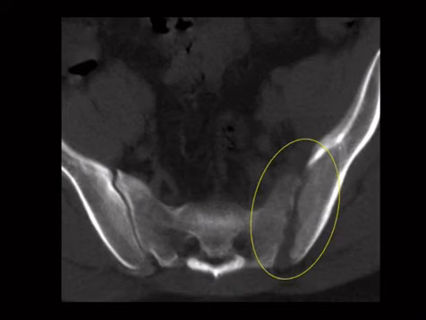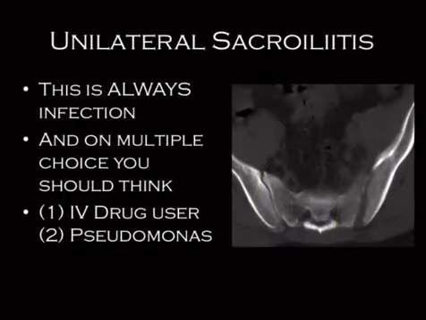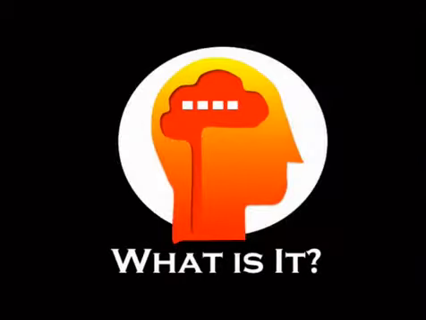Now, the first thing that I said is, is it unilateral? Is it bilateral? That was when it was bilateral. So what if it's unilateral? You should be thinking about one thing only, and that is unilateral sacroiliitis equals infection. Infection in the SI joint equals IV drug user. IV drug user equals Pseudomonas for some reason. So that's the way to think about it. Remember, asymmetric SI joint, that's infected. It's infected, it's infected, it's infected.